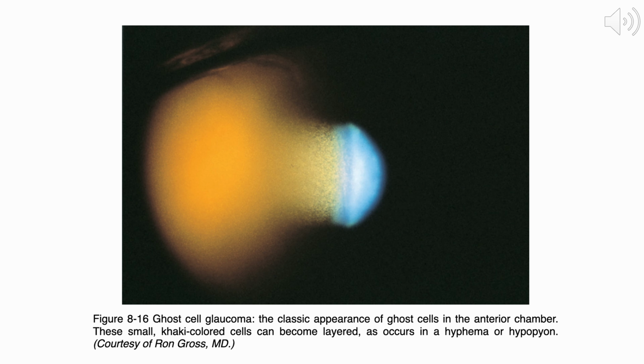Here we see a slit lamp image showing the classic appearance of ghost cells in the anterior chamber. These are small, khaki-colored red blood cells that have lost their hemoglobin after a vitreous hemorrhage. Because of their rigidity and reduced deformability, ghost cells can layer in the anterior chamber, similar to how blood or inflammatory cells layer in a hyphema or hypopyon. This layering contributes to obstruction of the trabecular meshwork, which is the underlying mechanism of ghost cell glaucoma.